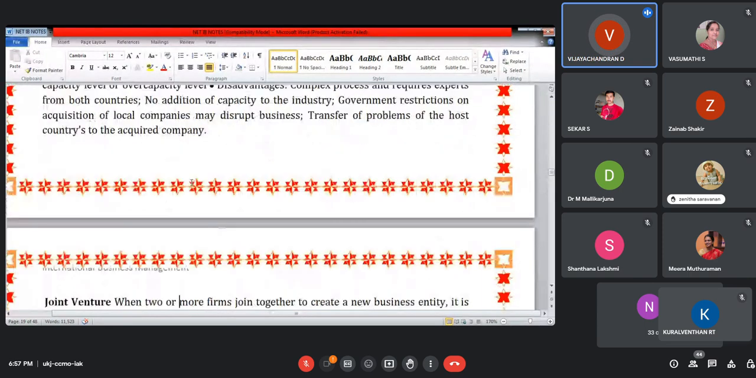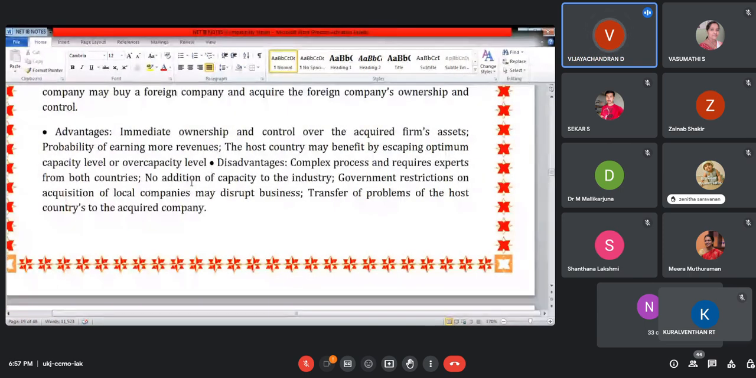What are the advantages? This I only told now. The assets will be merged together. So there will be economies of operation. The host country may benefit by escaping the optimum capacity level. So they will have the optimum capacity level. If there is a demand and you can't meet the demand, with the help of the merger, the production will be more. By the way, you can meet the demand of the consumers. Those things will be possible with the help of international trade. That is a way of international trade: merger.